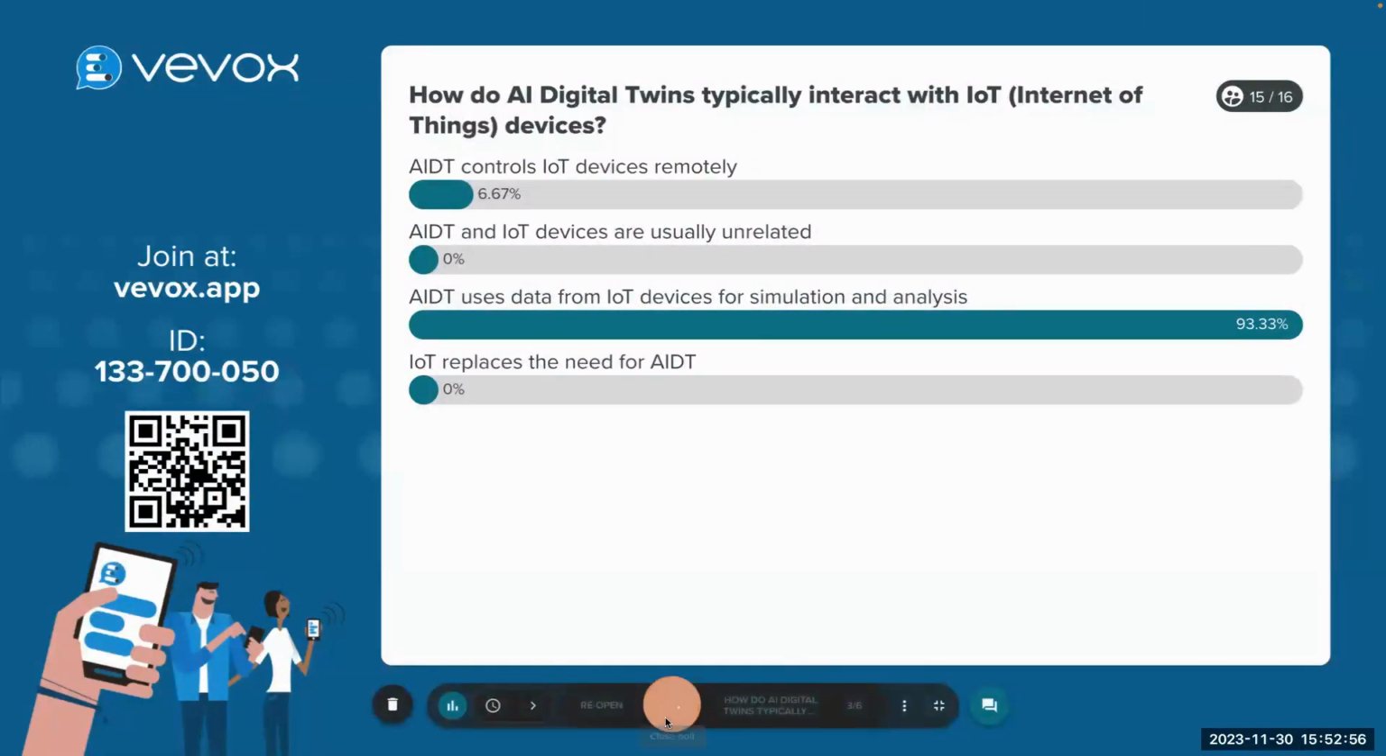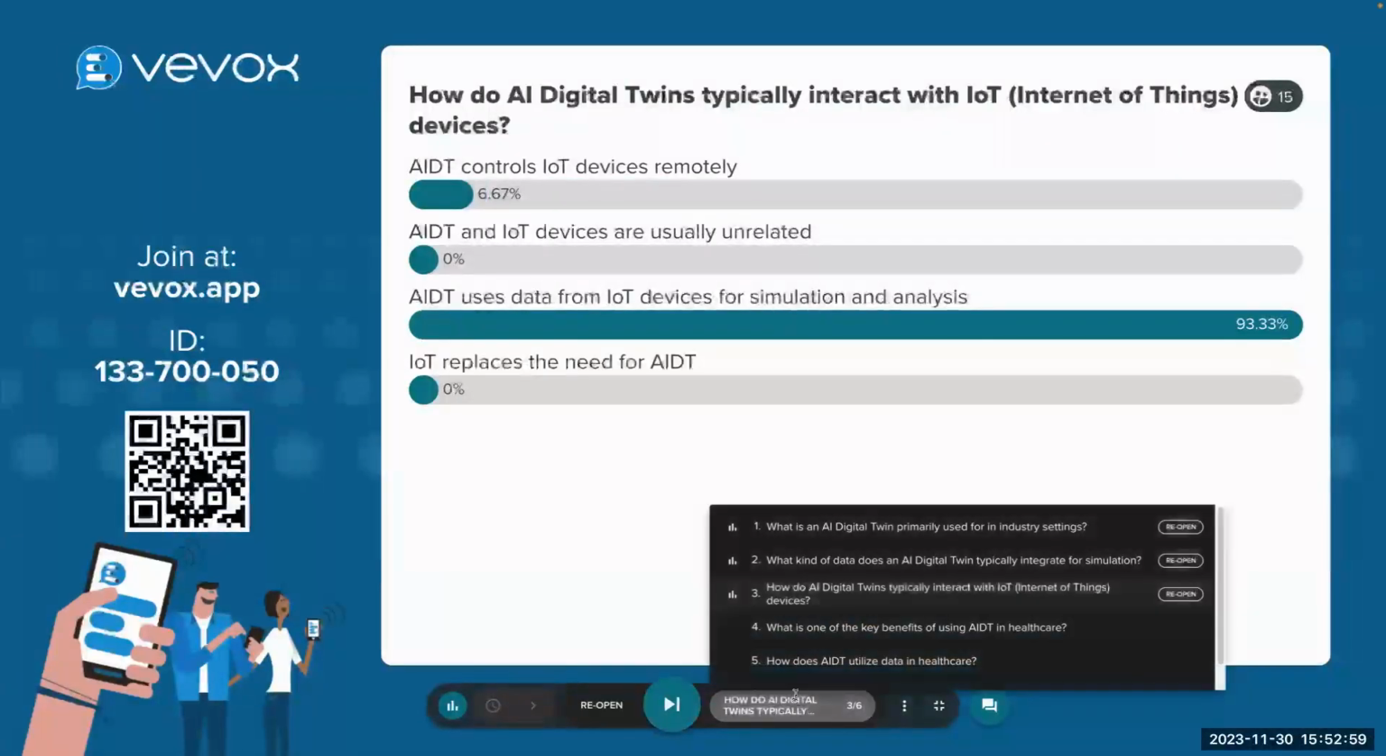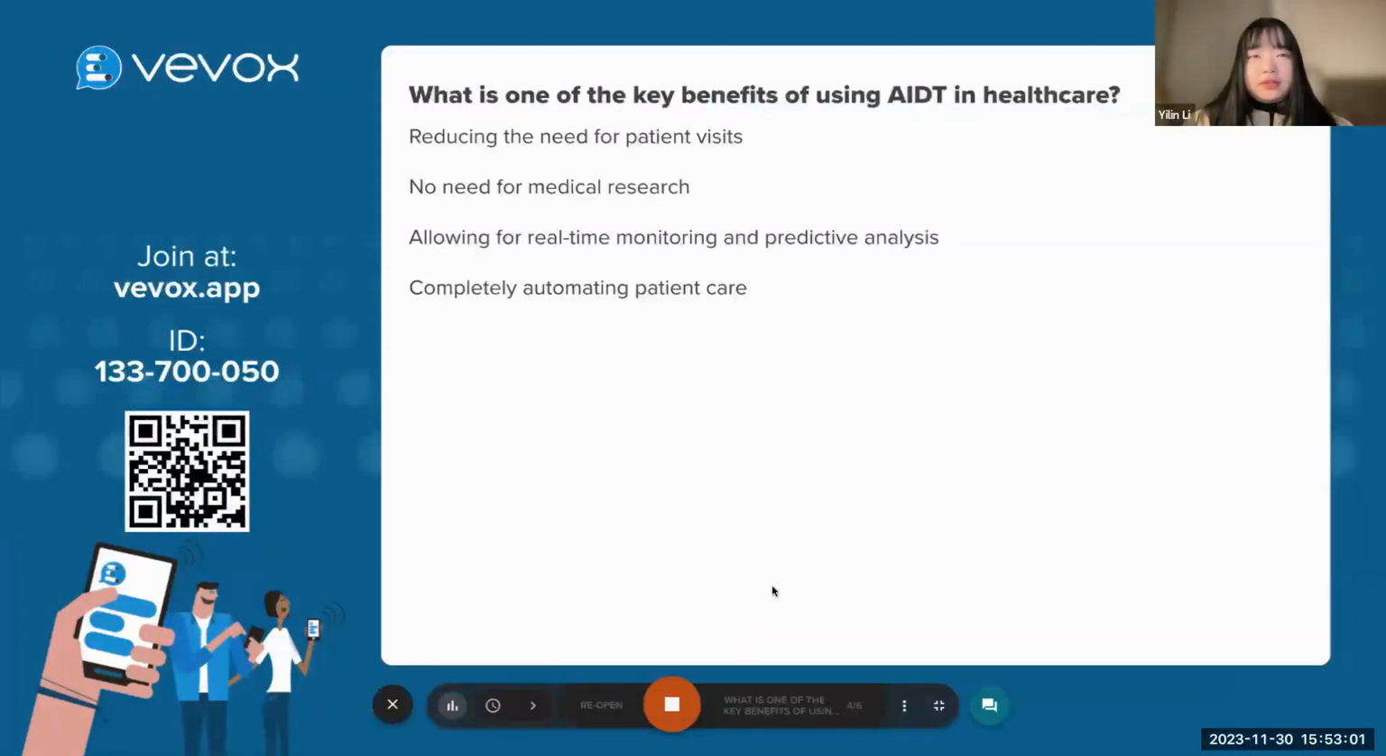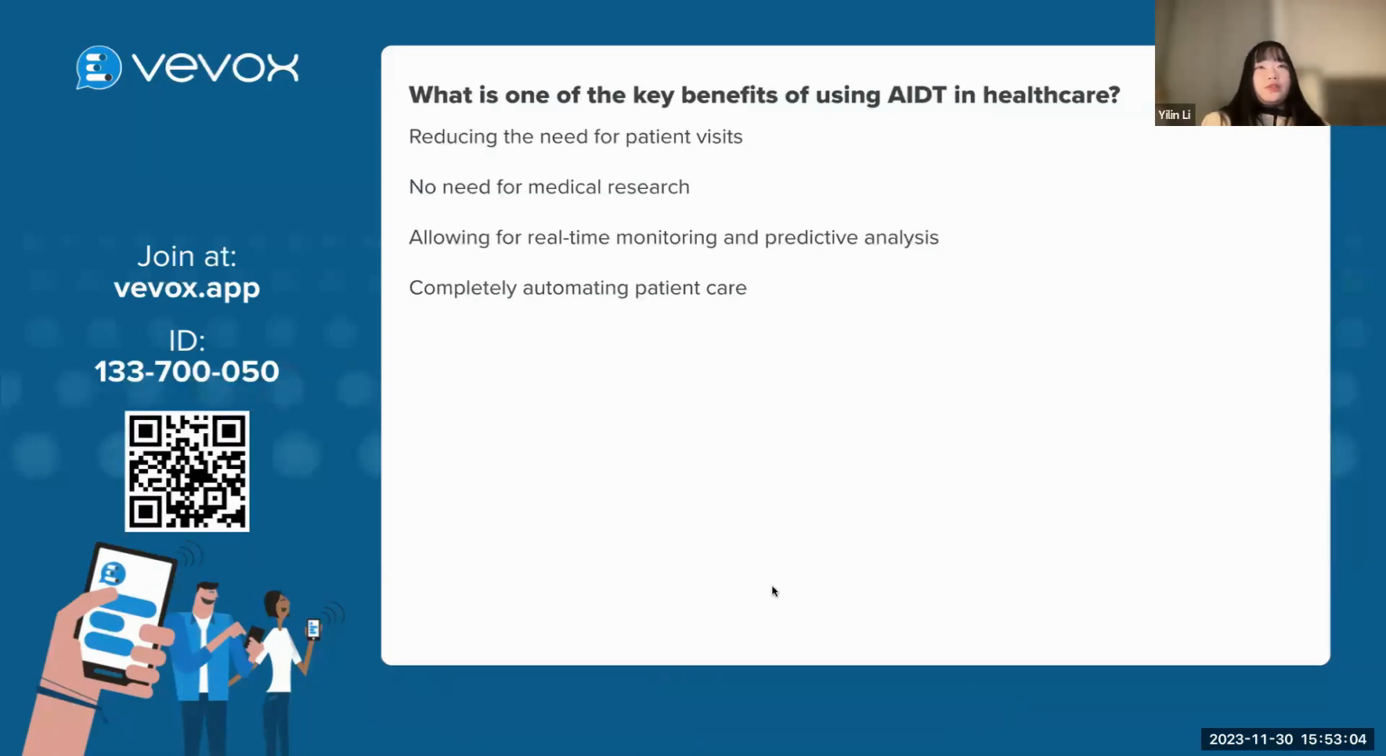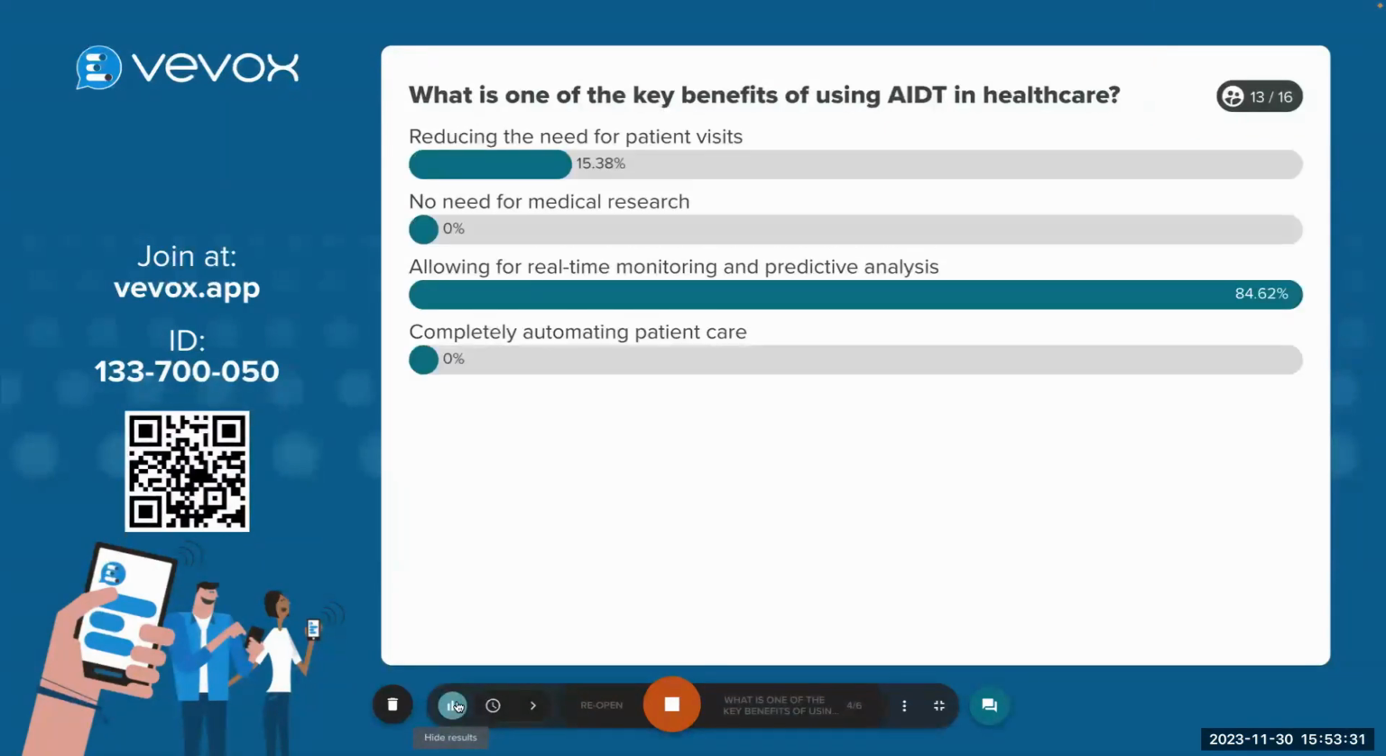Okay, let's see what else you have for us today. The next question is, what is one of the key benefits of using AIDT in healthcare? Reducing the need for patient visits, no need for medical research, allowing for real-time monitoring and predictive analysis, or completely automating patient care. The questions are getting more and more challenging.